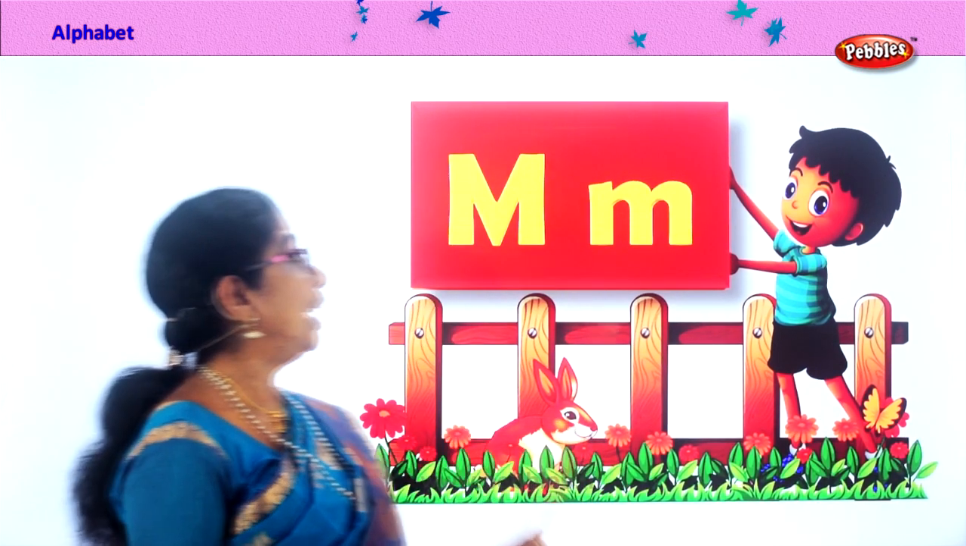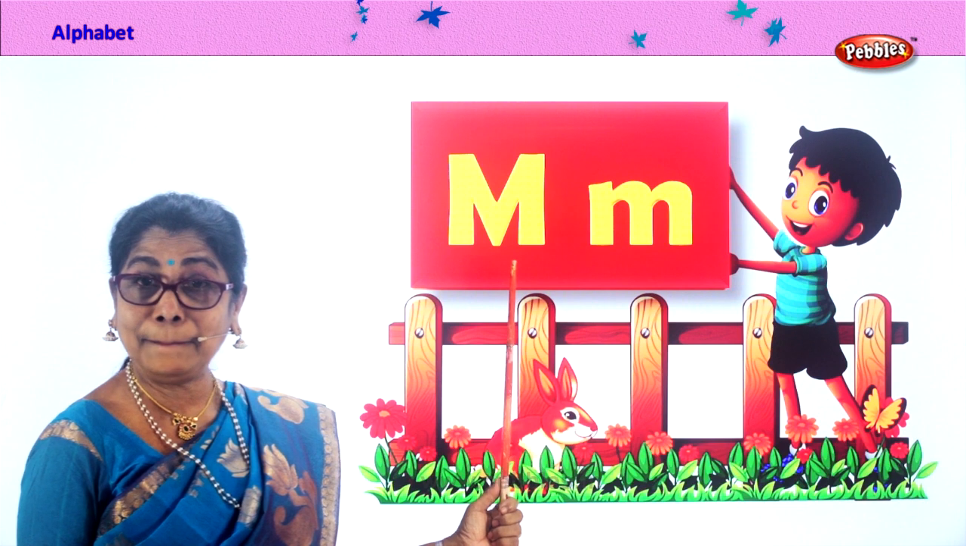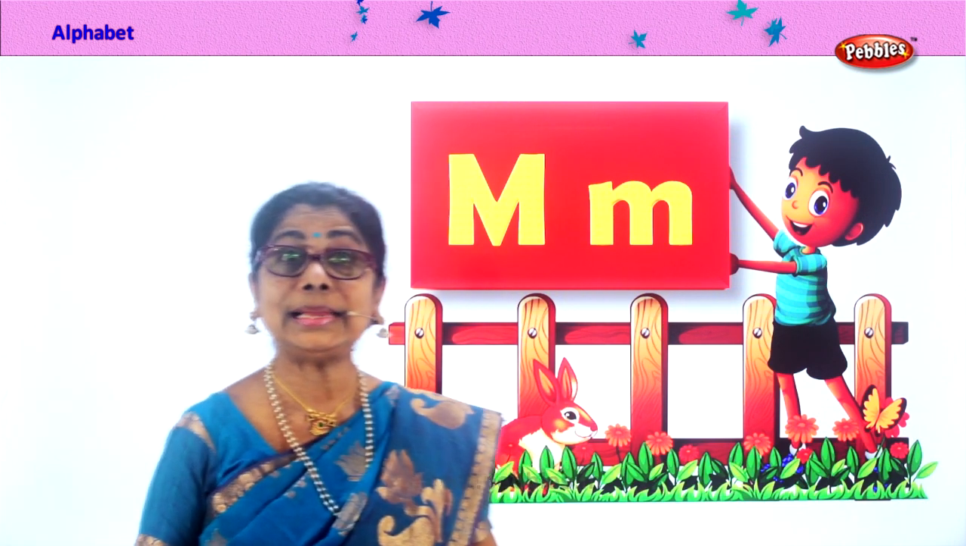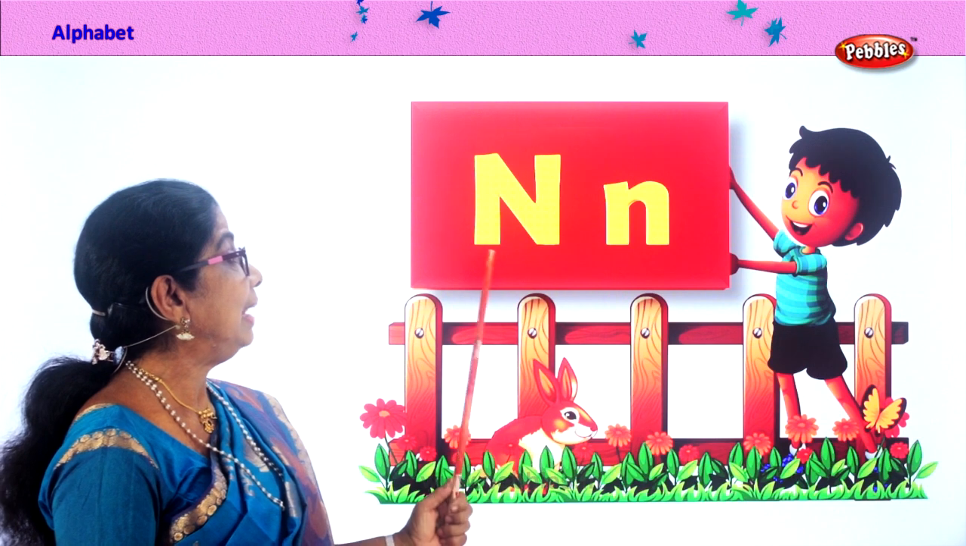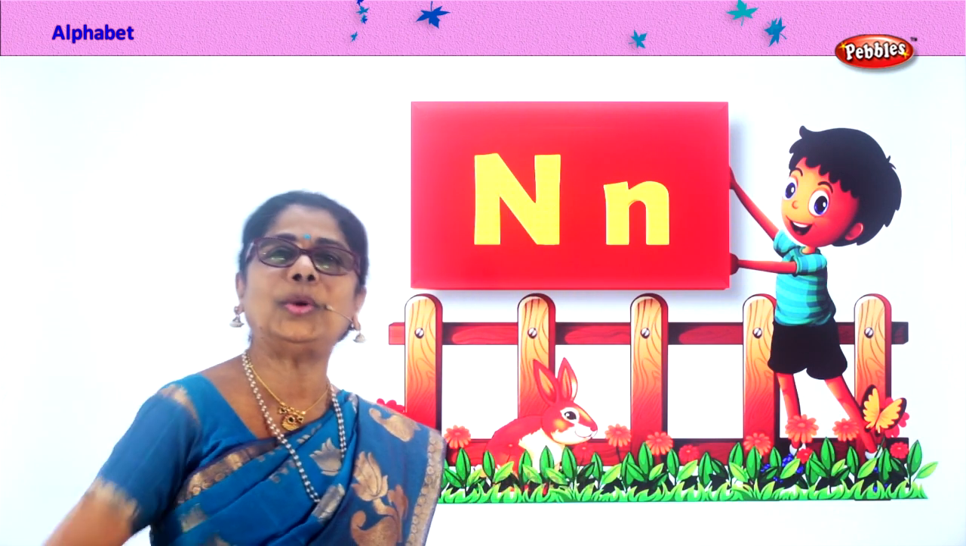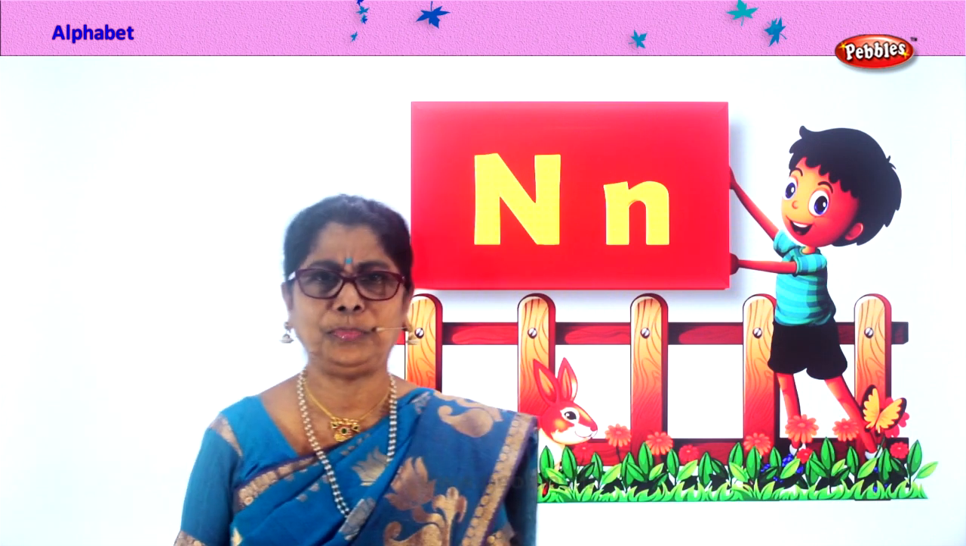Now, we have capital M, small m. What is the next letter that follows? N. Very good. Capital N, small n. When you look at these letters, what is the word that comes to you? N for nose. Very good. Nose. Your nose.